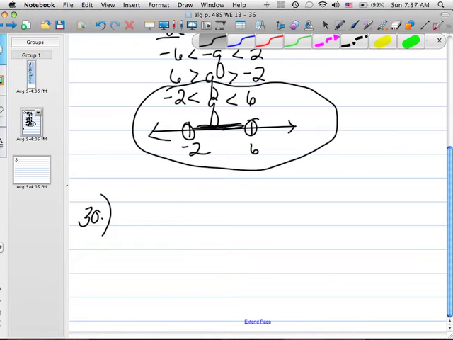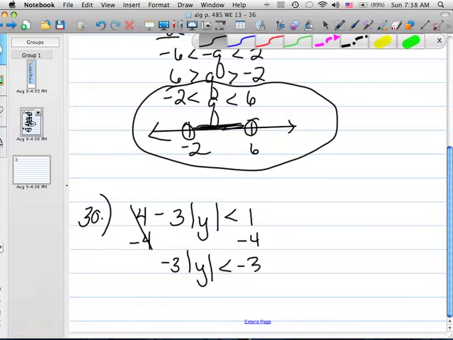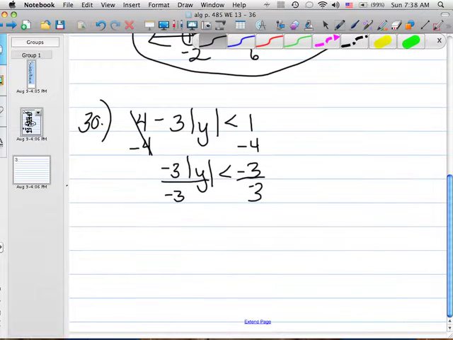Number 30. We have 4 minus 3 times the absolute value of y is less than 1. So we're going to solve for y. We need to first get rid of everything outside the absolute value symbols. So that gives me -3 times the absolute value of y is less than -3. I divide by -3 to get rid of the -3, and this is why this is important, to get rid of what's on the outside of the absolute value, because the symbol here is going to turn.